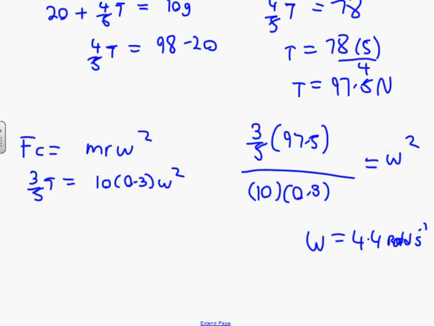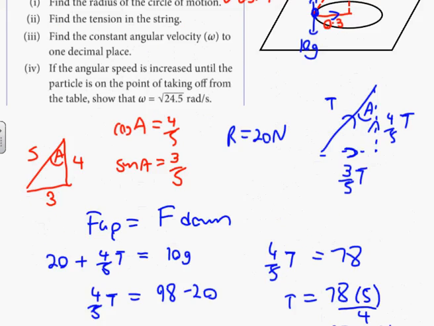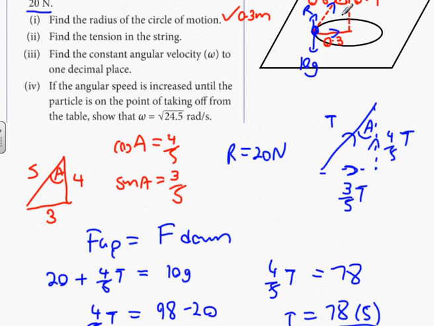Now, there's another problem. The next problem is you're just going to keep increasing the speed until the particle is on the point of taking off the table. Now, when you're on the point of taking off the table, that's the table, that's the particle. That's when you're firmly on the table. Just when you're at the point of taking off the table, this can be like a nanometer. This can be like the smallest distance possible.